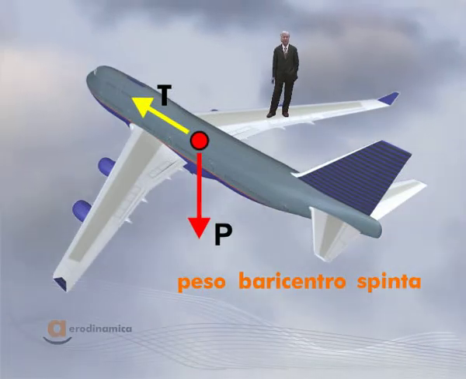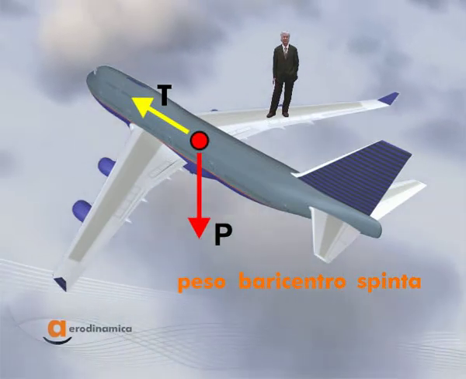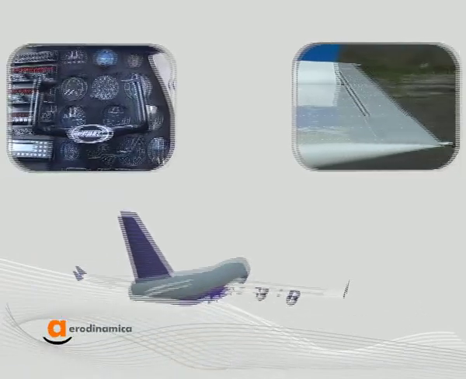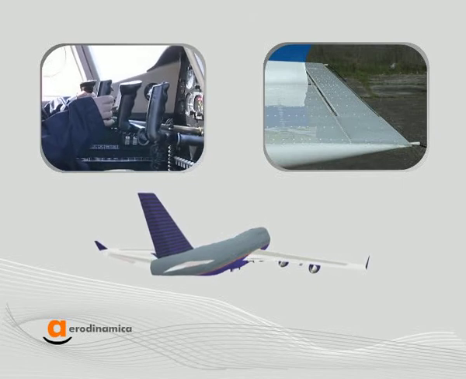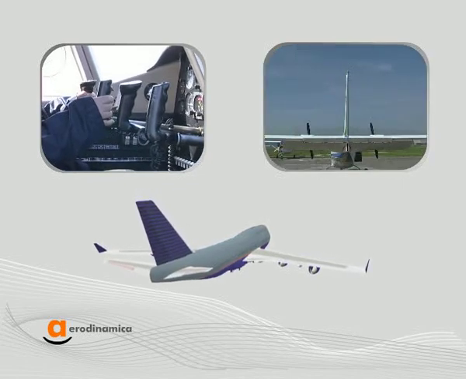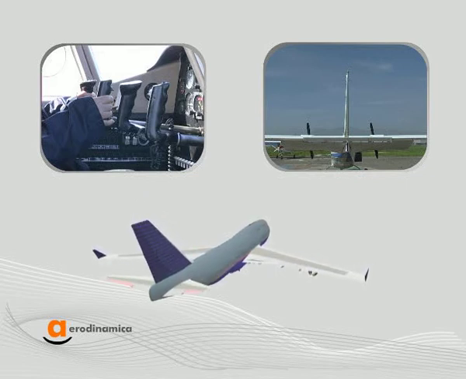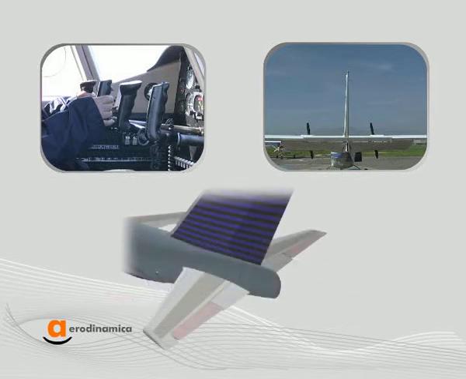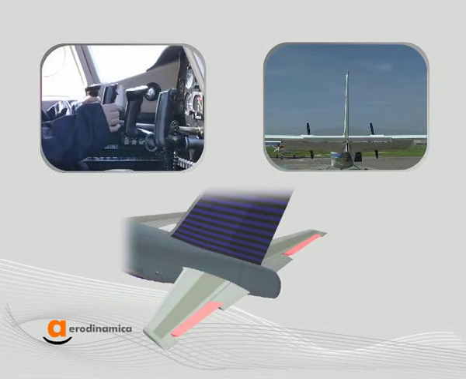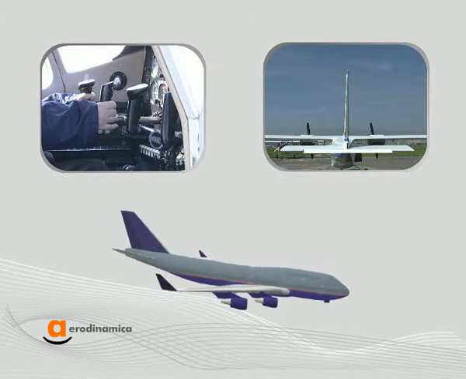In these cases, either to control or to contrast a variation, the elevator is used. The elevator is used by the pilot through the control stick. If the pilot pulls it, the elevator goes up and a downlift is produced. This lift makes the airplane nose up. On the contrary, if the pilot pushes the stick, the elevator rotates down. An uplift is produced and the airplane noses down.